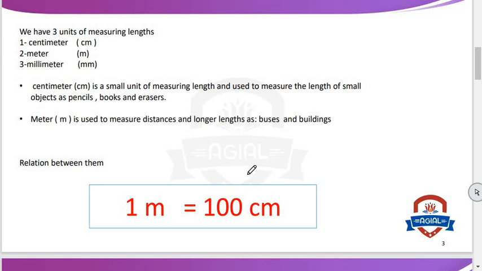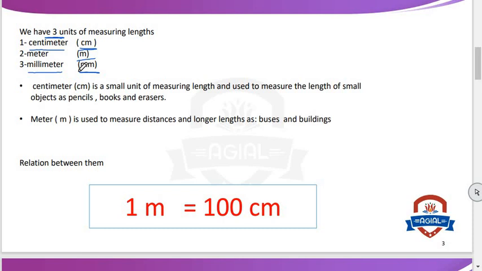In the next lesson, we will take millimeter, okay? So we have 3 units of measuring length. Number 1, centimeter, or we write cm, okay? Denoted as cm. Number 2, meter, and denoted as m only. And number 3, millimeter, and denoted as mm.